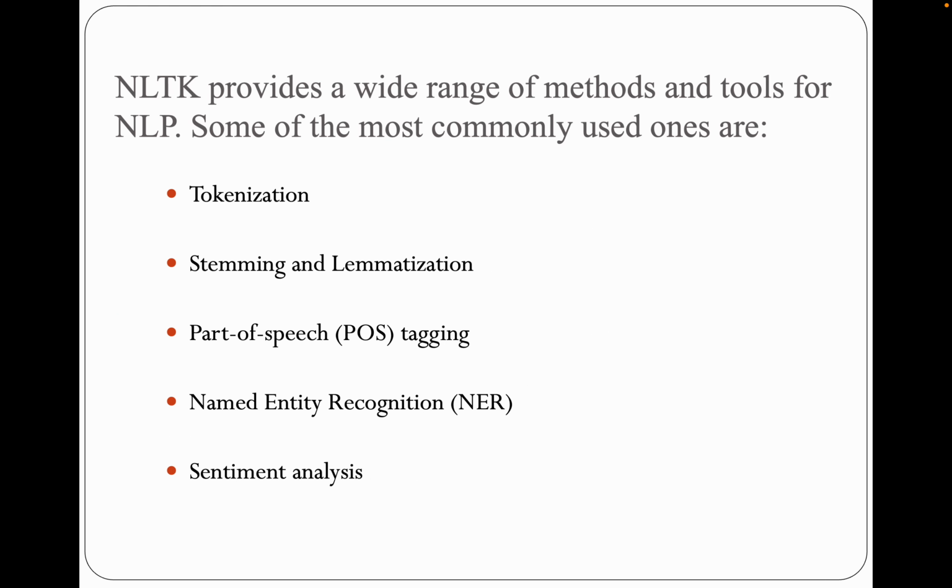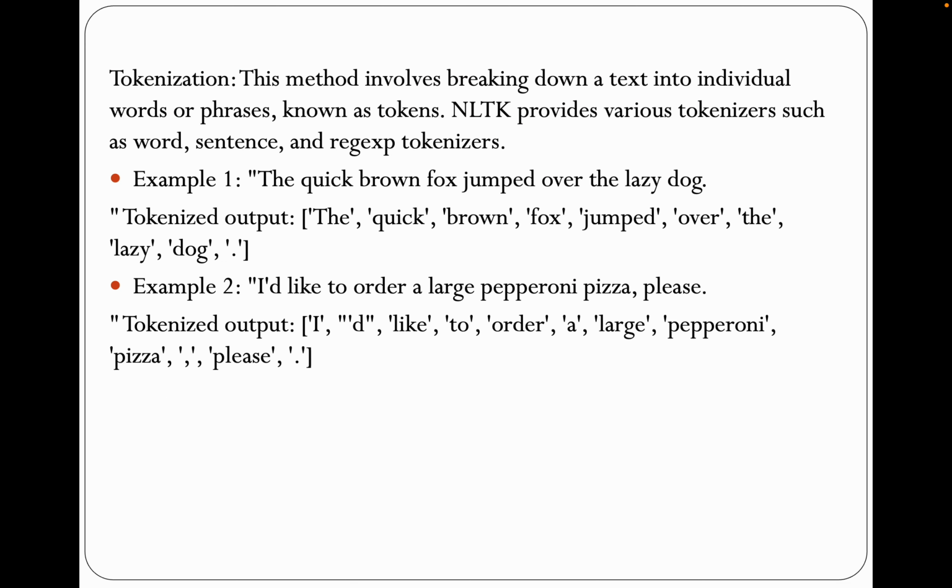NLTK provides a wide range of methods and tools for natural language processing. Some of the most commonly used ones are tokenization, stemming and lemmatization, parts of speech tagging, named entity recognition, and sentiment analysis. Firstly, we are going to discuss tokenization. This method involves breaking down a text into individual words or phrases known as tokens. NLTK provides various tokenizers such as word, sentence, and regex tokenizer. I'm going to explain an example for this.